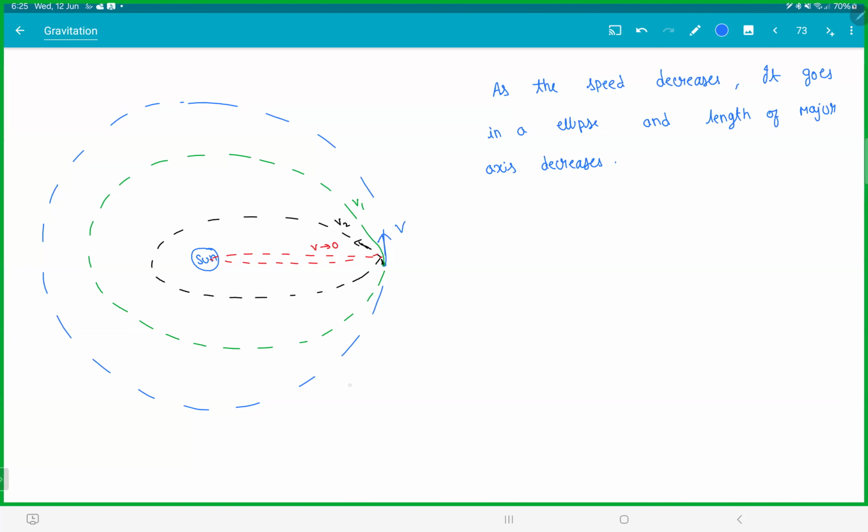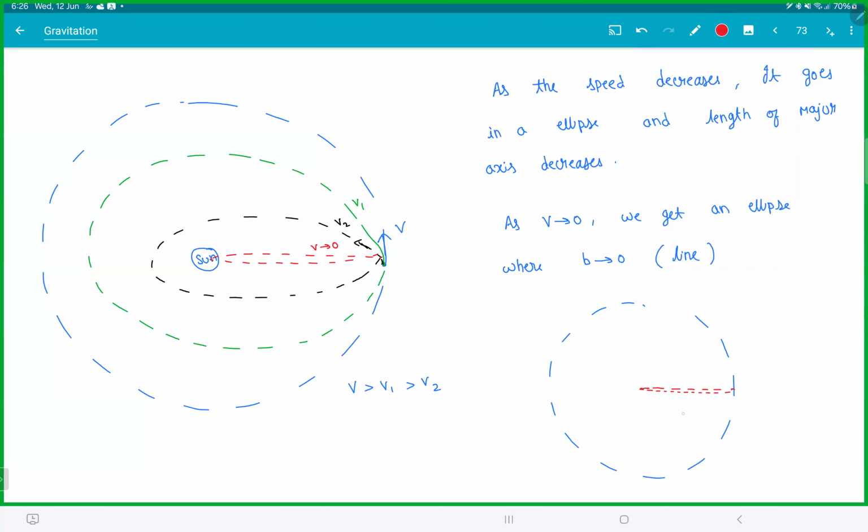You're getting it? So if you see here, v is greater than v1, which is greater than v2. As v tends to 0, you'll observe we get an ellipse where b tends to 0, the minor axis will start tending to 0. Basically, you're making it a line. So in that extreme case, this has literally become a line. It's a very thin ellipse.